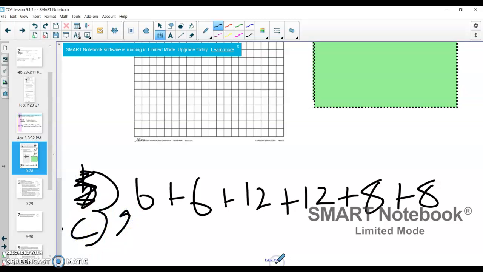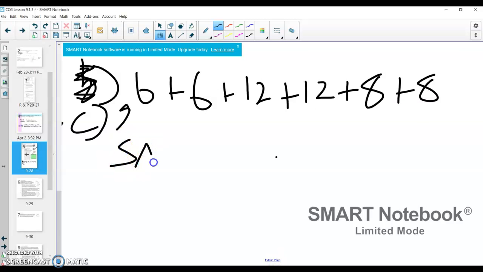All right. And so my surface area, once I add it all together: 6 plus 6 is 12. 12 plus 12 is 24. 24 plus 12 is 36. 36 plus 8 is 44. 44 plus 8 is 52 as a surface area, and I'll say that is units squared.